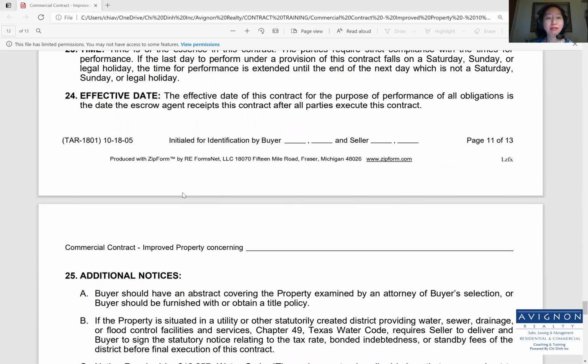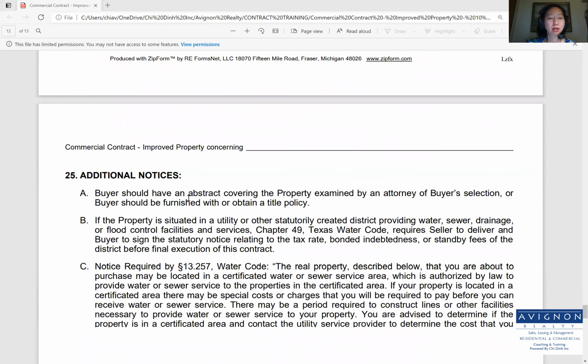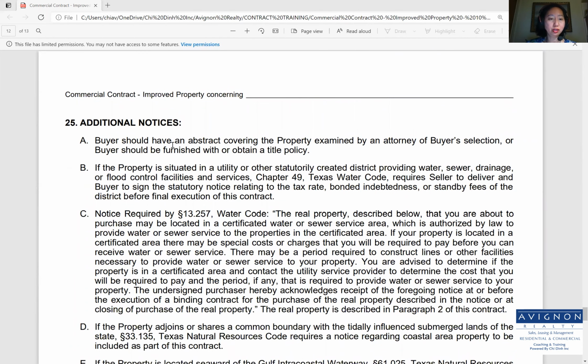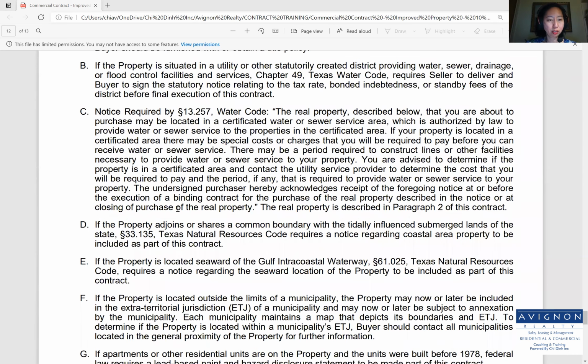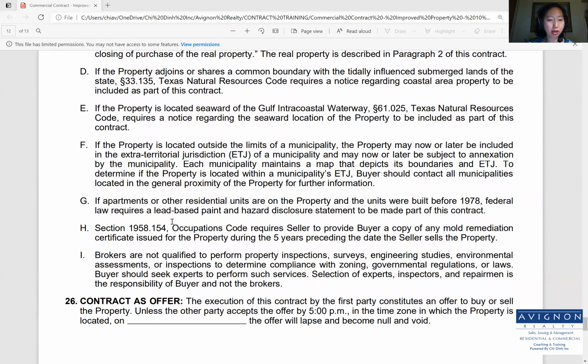Paragraph 24, effective date. The effective date of this contract for the purpose of performance of all obligations is the date the escrow agent receipts this contract after all parties execute this contract. Paragraph 25, these are all the additional notices. For example, A, buyer should have an abstract covering the property examined by an attorney of buyer's selection, or buyer should be furnished with or obtain a title policy. So make sure that you read through all the additional notices here, A all the way through I.